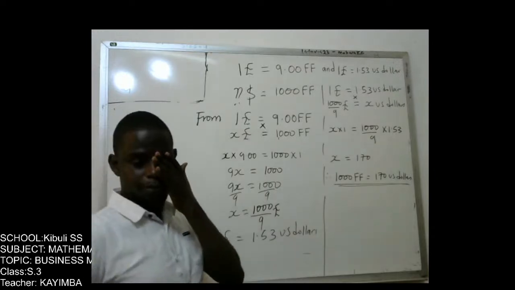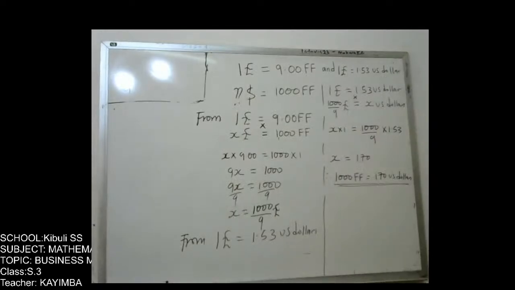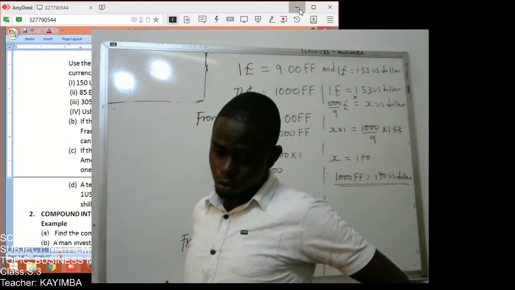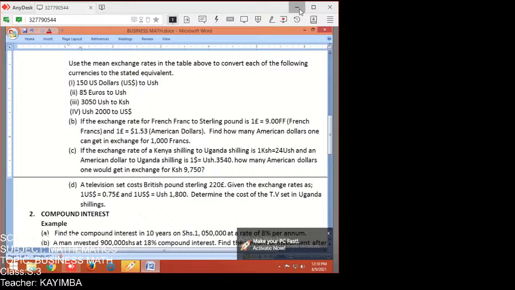Okay, now let's try part C. Try part C and give me the answer. Part C is saying that if the exchange rate of a Kenyan shilling to Ugandan shillings is 1 Kenyan shilling equals 24 Ugandan shillings, and 1 American dollar equals 3,540 Ugandan shillings, how many American dollars would one get in exchange for 9,750 Kenyan shillings? So we are changing from Kenyan shillings to dollars, but there is no direct comparison. You're supposed to change first from Kenyan to Ugandan, and then from Ugandan to dollars. Give us the answer.